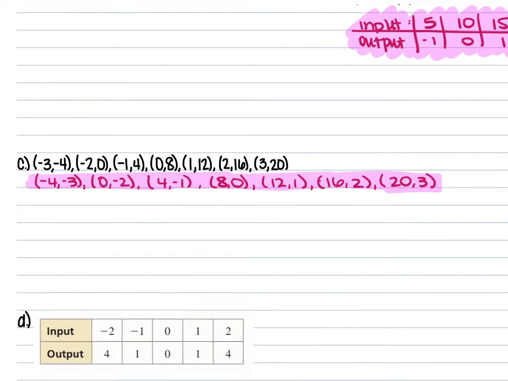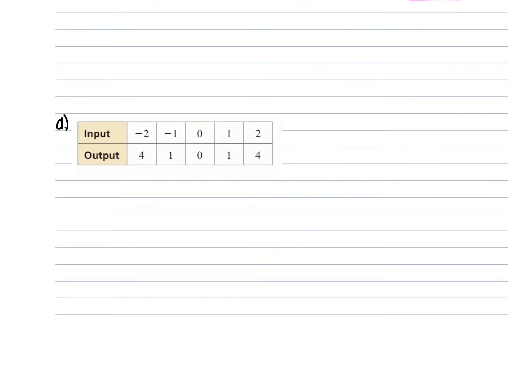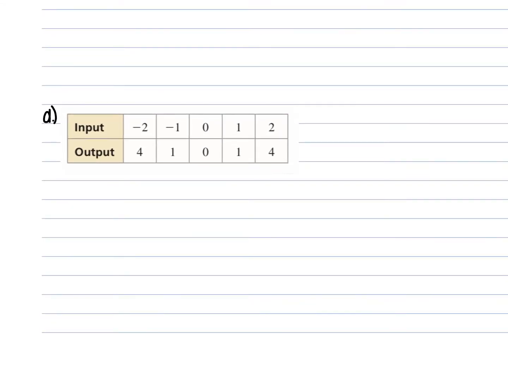For example D, we're given an input and output table once again. So in order to find the inverse of this, we're going to keep the input up top, output on the bottom. Our input values are going to be our original output values. So it's going to be 4, 1, 0, 1, and 4. Our output values are going to be our original input values. So it's -2, -1, 0, 1, and 2.